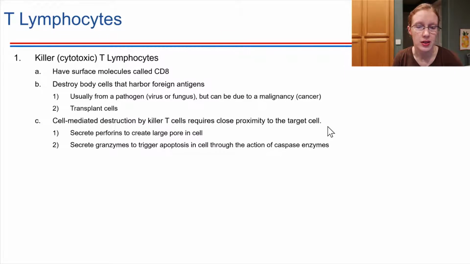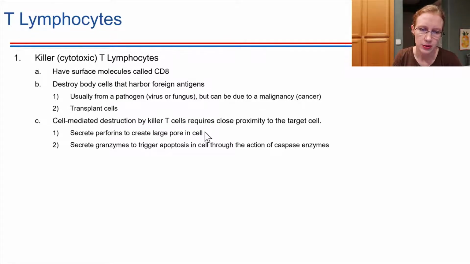One of the ways that they could destroy a target cell is by secreting molecules called perforins. These actually create pores in the target cell. So it has to be in close proximity, right? Otherwise, if the T lymphocyte releases its perforins, it might perforate the wrong cell. So it has to be close in order to be able to target this response.